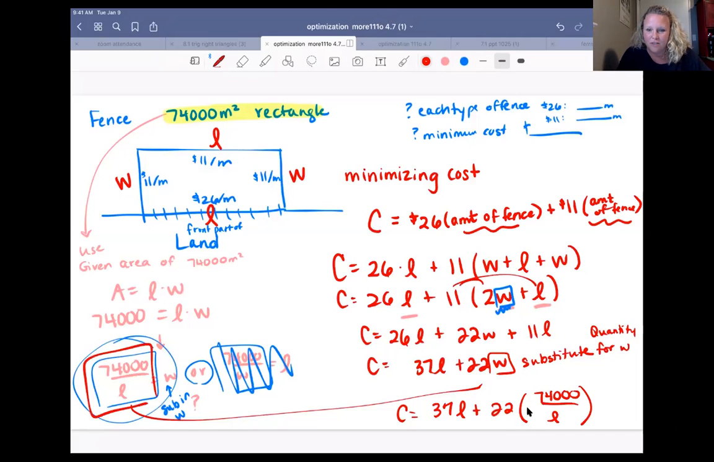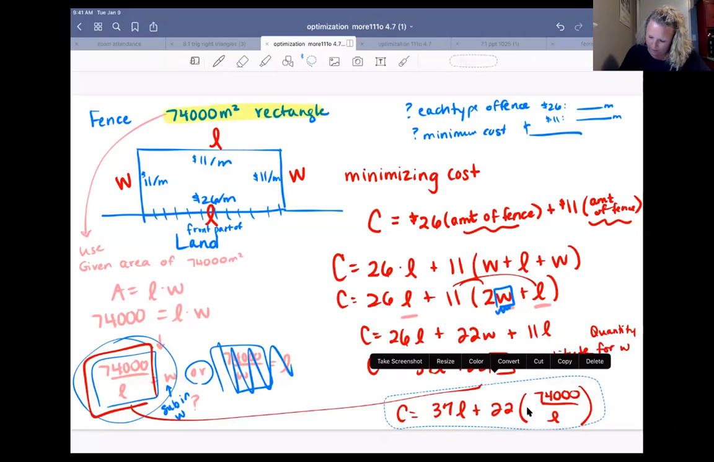But now you have a cost function that has one variable in it. Okay, and I don't have much more room, so I'm going to have to go to a new piece of paper.